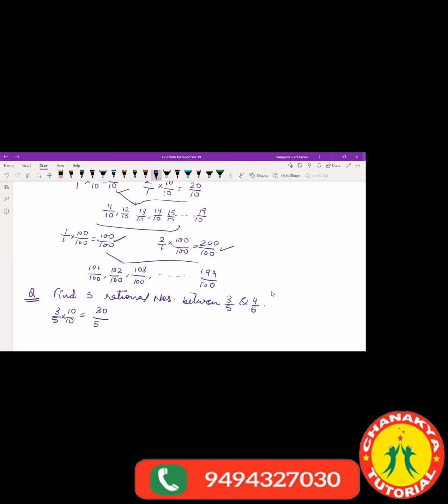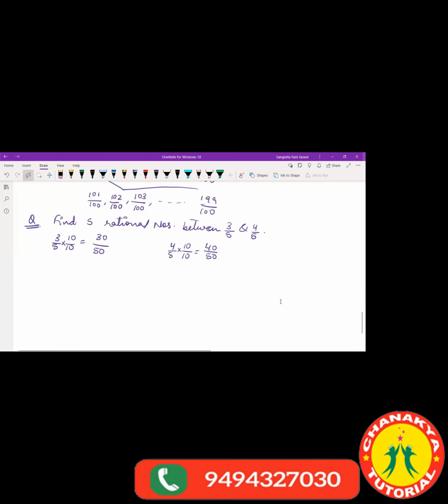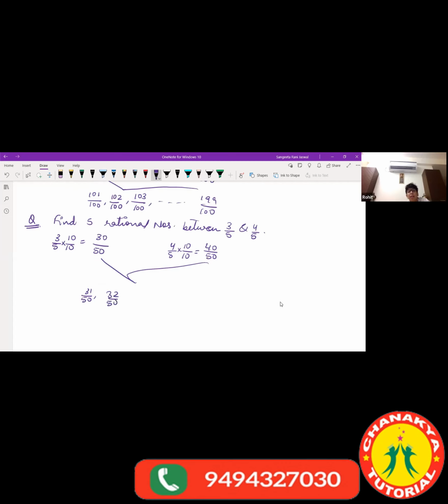So that's 30 by 50. And this side you get 4 by 5 multiplied by 10 by 10. See, numerator and denominator have to be multiplied by the same number. Always keep this in mind. 40 by 50. So between 30 by 50 and 40 by 50, you can have so many rational numbers. So what will they be? I can write them as 31 by 50, 32 by 50, till 39 by 50. I can have so many.